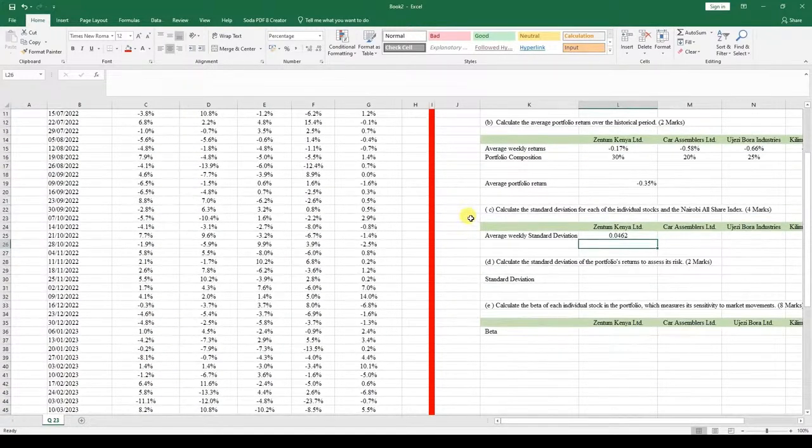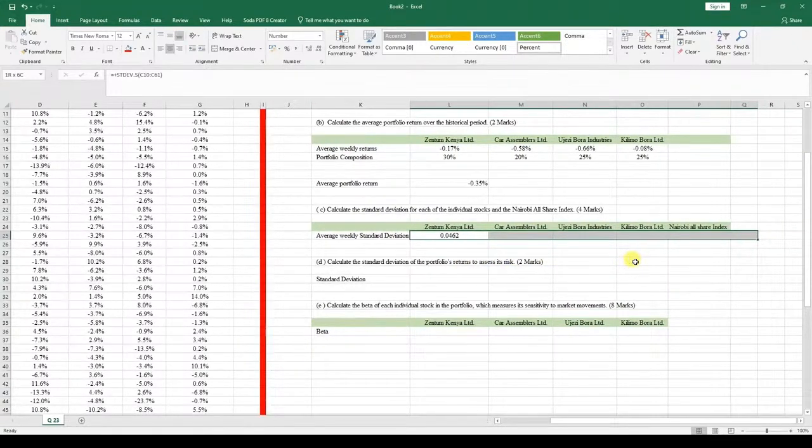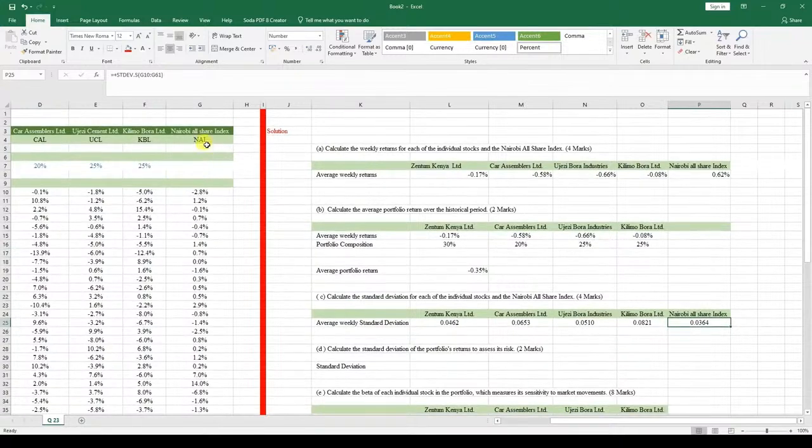And if we move up over here like this, we can see we already have that given to us there. And if we drag it towards the right, up to All Share Index, it will pick the standard deviation. Remember, for example, this one is picking the standard deviation of the sample for the Nairobi All Share Index right here.